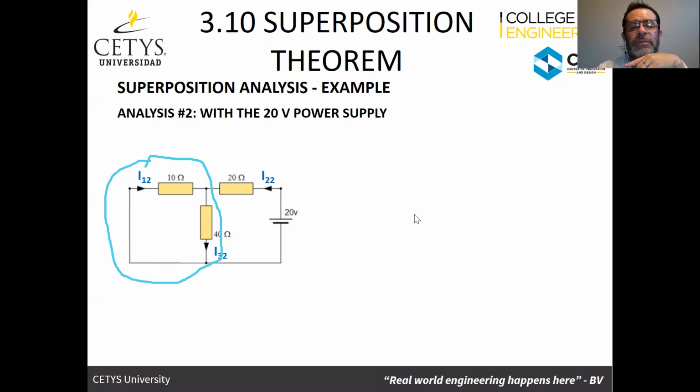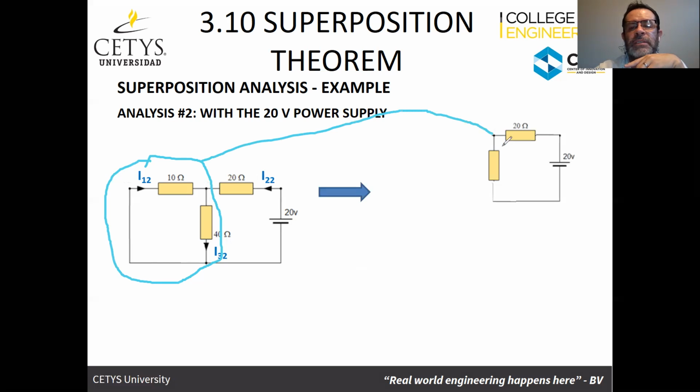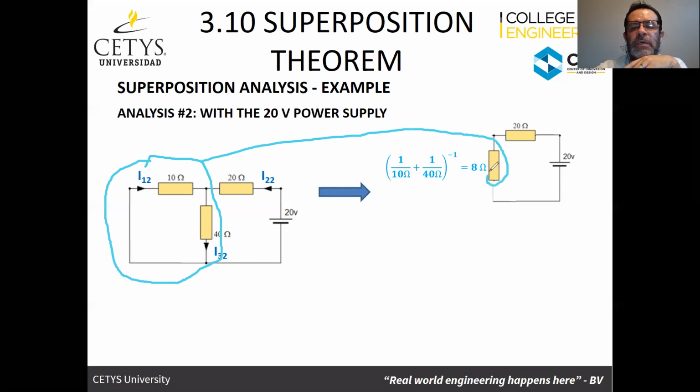We are going to grab those two and generate an equivalent circuit where this resistance is going to be this one here. And the calculation, since those are in parallel, is going to be the reciprocal of the sum of the reciprocals. That's going to be this element here. And next up, these two, how are these two connected?